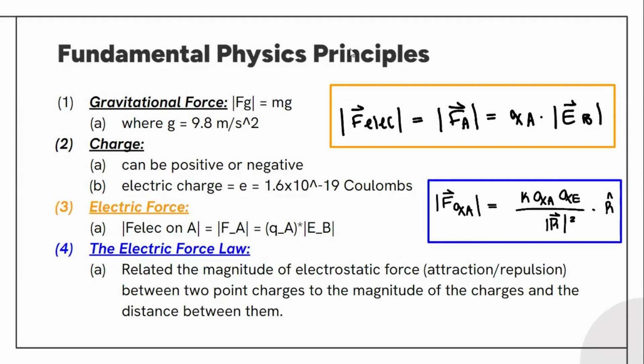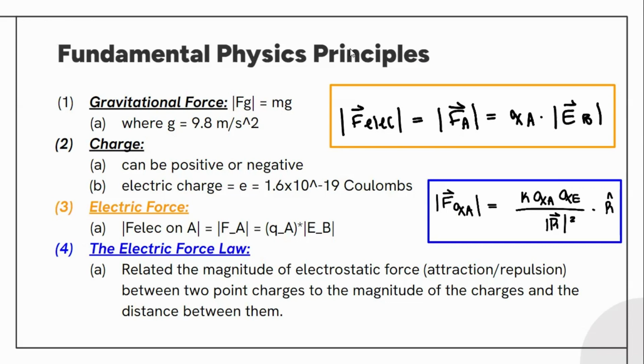Fundamental physics principles. The first physics principle was the gravitational force, also known as mass times g, the gravitational constant, where g is 9.8 meters per second squared. This lab also used charge calculations where the elementary charge e is equal to 1.6 times 10 to the negative 19 coulombs. The electric force is boxed in orange, where the force on A is equal to the charge of A times the electric field of some B acting on A.